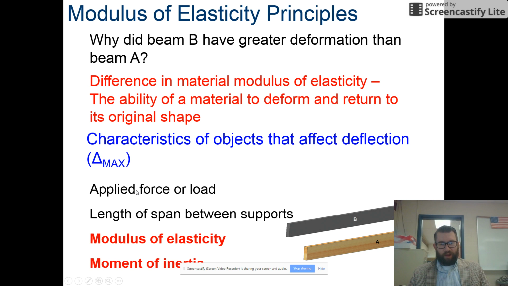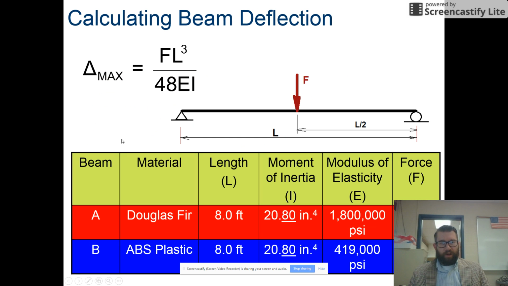All right, so we have an applied force or load, length of a span, modulus of elasticity, and then a moment of inertia. All right, so here's how we calculate the deflection of a beam. Delta max equals force times length cubed divided by 48 times modulus of elasticity times moment of inertia. So if you notice here, the Douglas fir, 1.8 million psi versus the plastic, 419,000 psi.